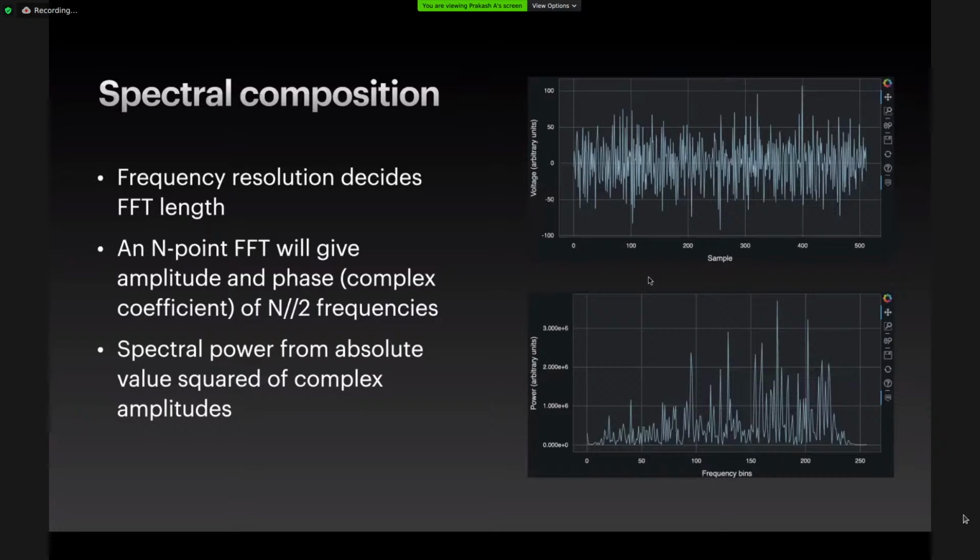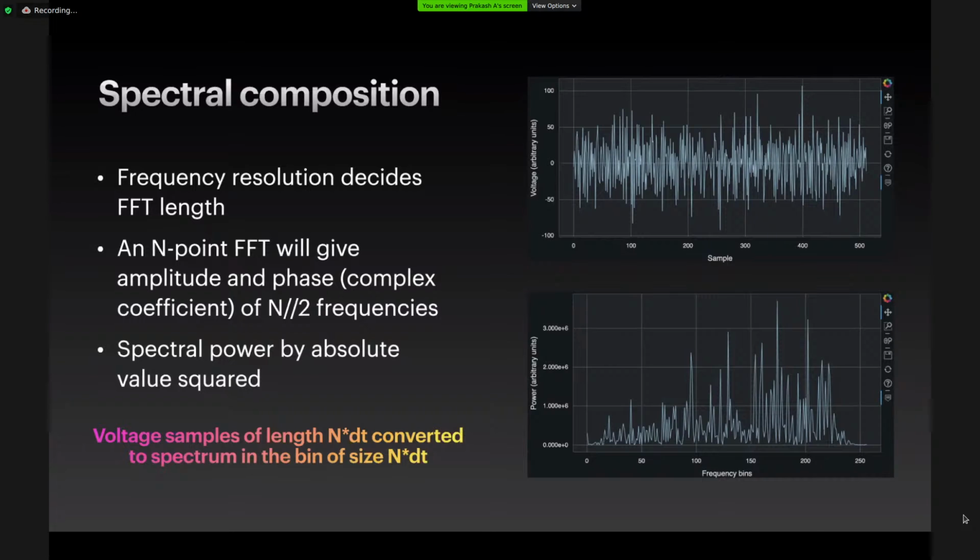Now, this complex amplitude essentially is the magnitude of it and also the phase, which is at what phase they are combined to get this time series. If you take the absolute value square, you'll get the spectral power, which is plotted in the bottom diagram. So this is for just one set of 512 samples. All you have to do is take the first 512 points, run the FFT, take the absolute value square, and you can plot 256 frequency channels of this power distribution.